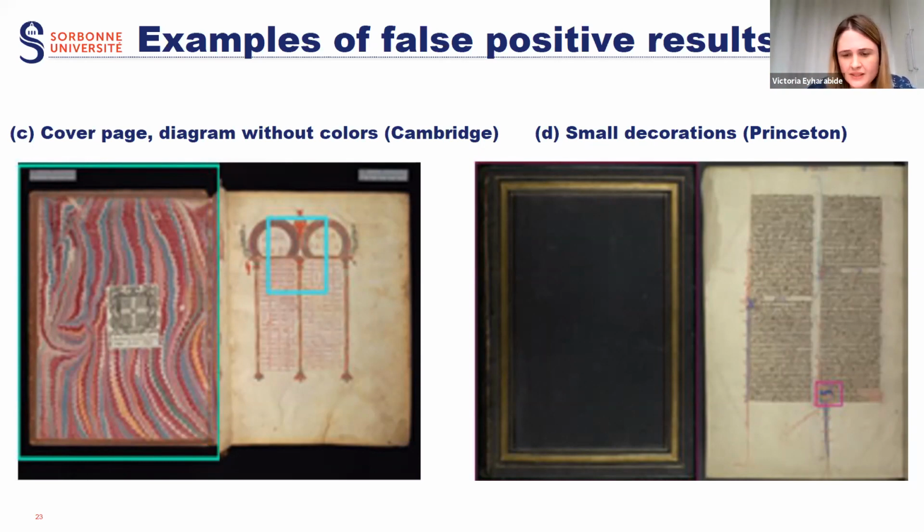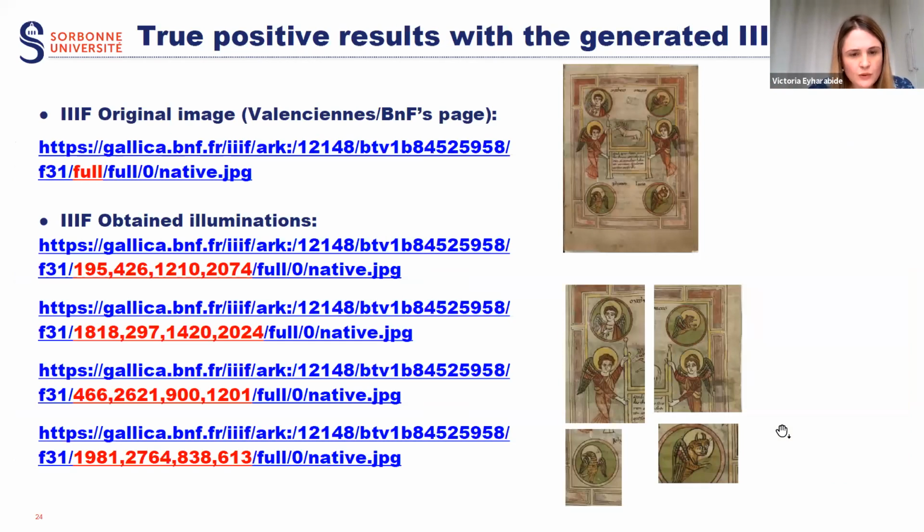Well, in conclusion, we obtain good results, but we should notice that the data set that we use for training is really small. It contains only 360 images. A larger annotated dataset would be necessary to improve the performance of our model. To finish, we present some true positive examples. For example, from this page, we obtain 4 illuminated regions with their corresponding IIIF URL.